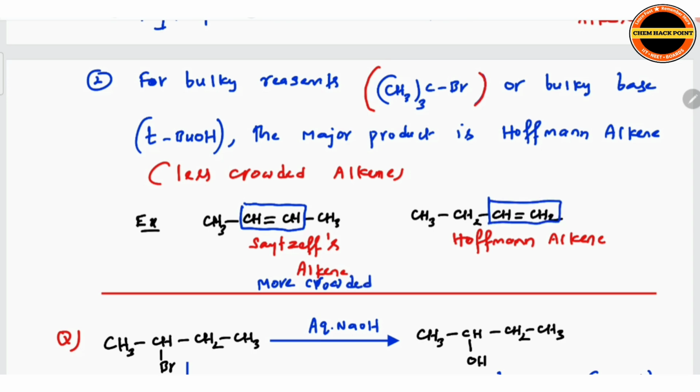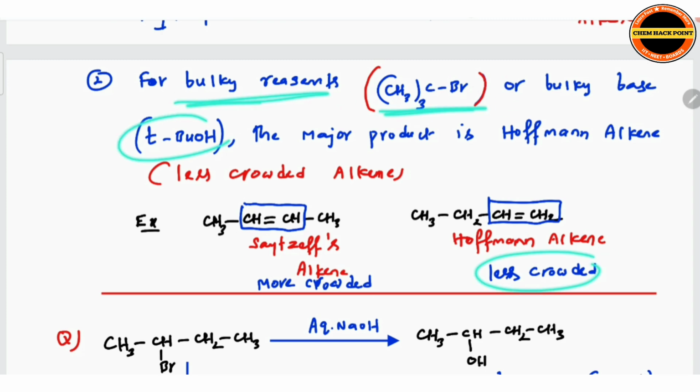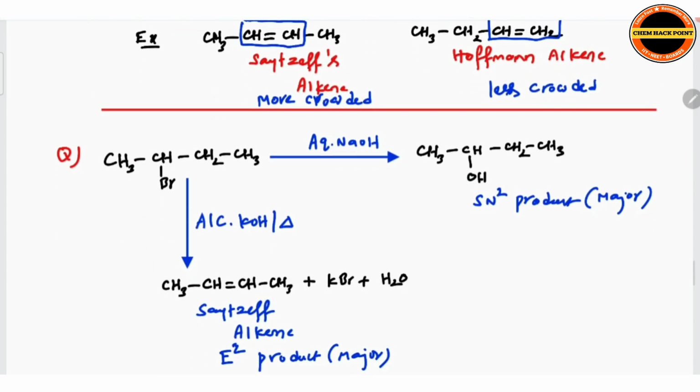Double bonded carbons with more hydrogens form the less crowded alkene. Less crowded means the less substituted alkene. Simply remember by identification: double bonded carbons with more hydrogens are less crowded, and double bonded carbons with fewer hydrogens are more crowded. When a bulky base like tertiary butoxide or tertiary butanol, such reagents, is used, then you will get the less crowded Hofmann alkene.